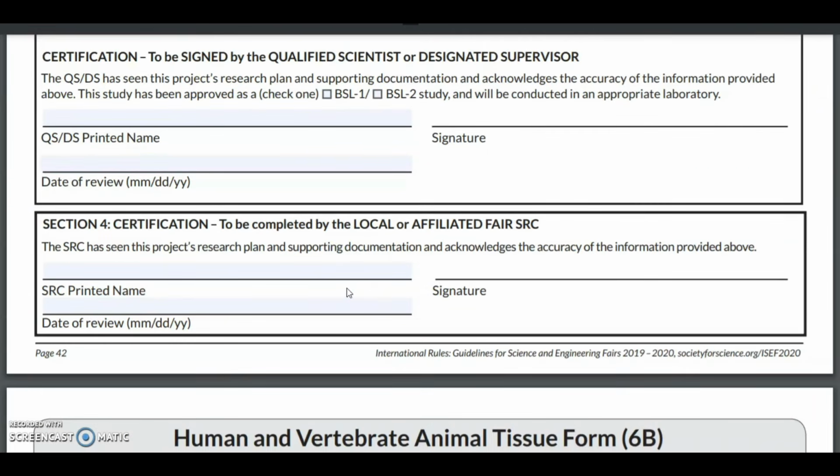And Section 4 is the certification to be completed by the local and affiliated FAIR SRC. The SRC printed name is written here, and then the date of review and also the signature.